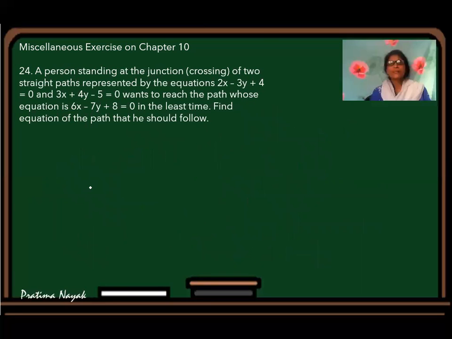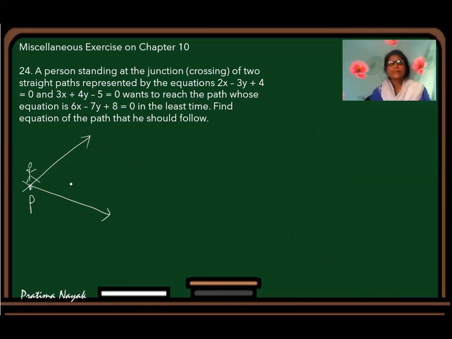Question number 24. A person standing at the junction of two straight lines. Two straight lines junction means what? It is the intersection point. A person is standing here.